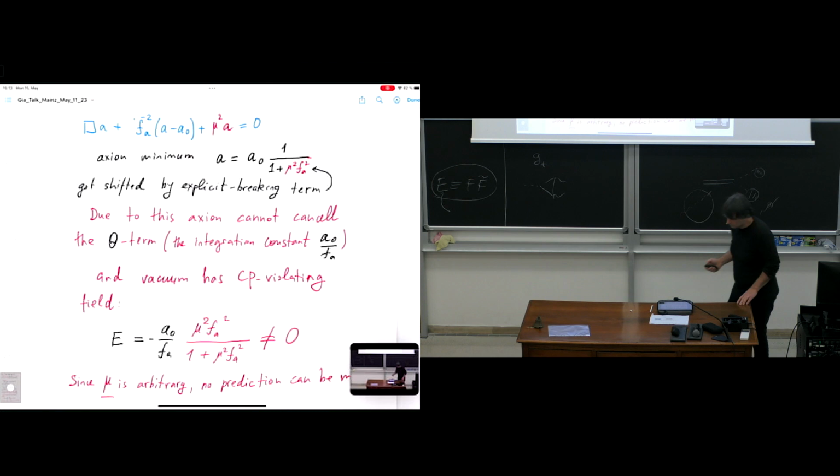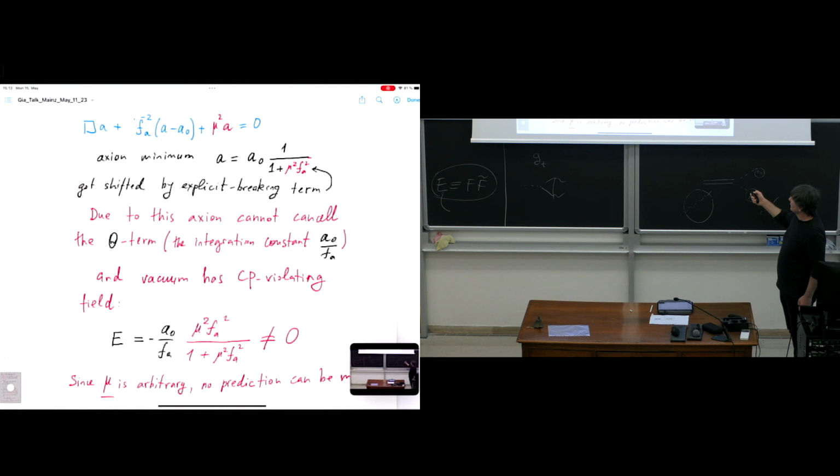But because of the explicit breaking contribution, you can no longer cancel the CP violating field. And so, as you can see, this is proportional to the explicit breaking. So it's proportional to two things. It's proportional to the A0. In A0, you can have calculable parts coming from whatever physics, plus uncalculable parts. And so there is a double blow on E. As soon as you make the explicit breaking slightly nonzero, you get this, okay?